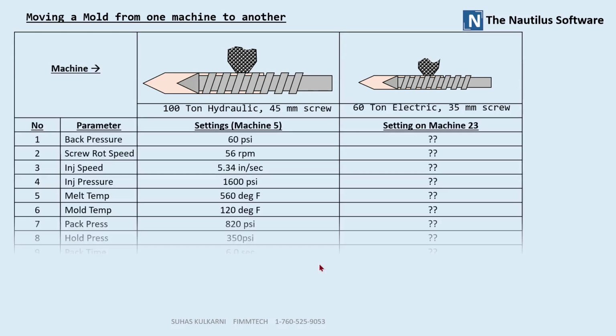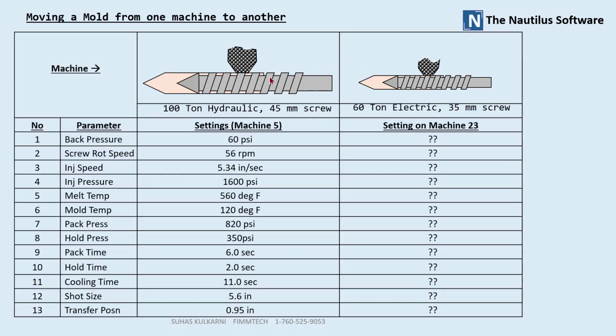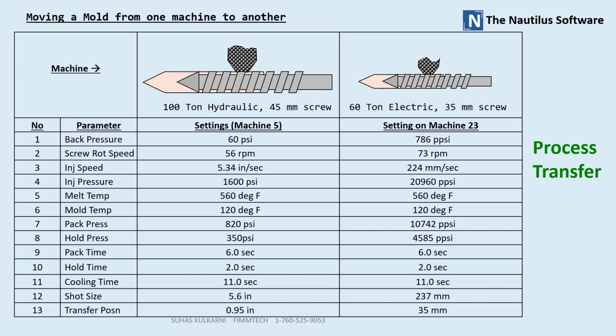Once you have a molding process for a certain machine and you want to move that mold from one machine, let's say from a 100-ton hydraulic machine with a 45 millimeter screw, you want to move it to another machine which is 60-ton and a 35 millimeter screw, then instead of redoing the whole complete molding process, the software will provide you with the process sheet for the second machine with the click of a button based on the calculations that we have learned in the classrooms.